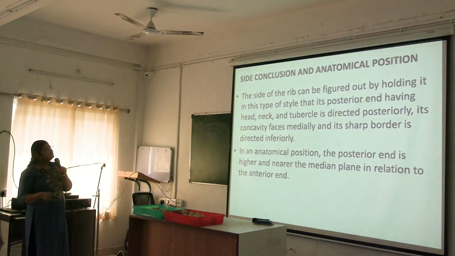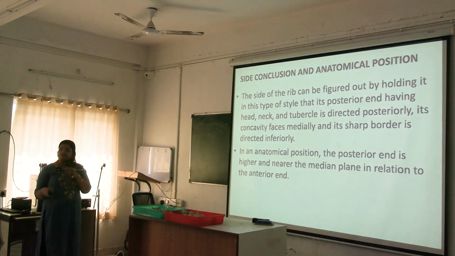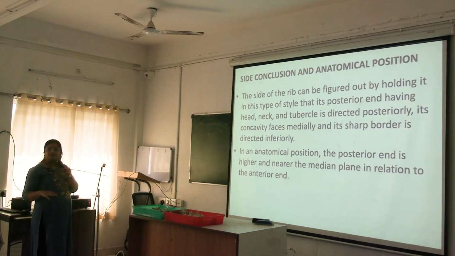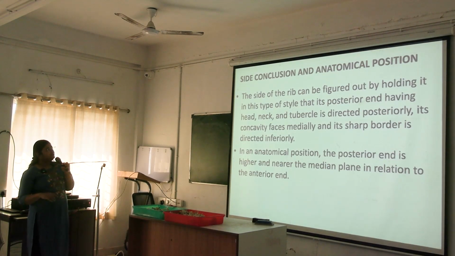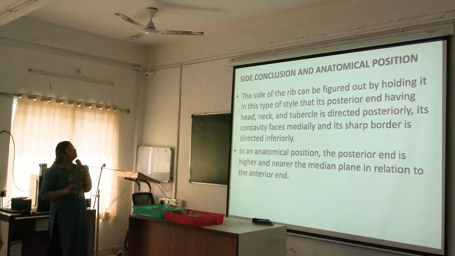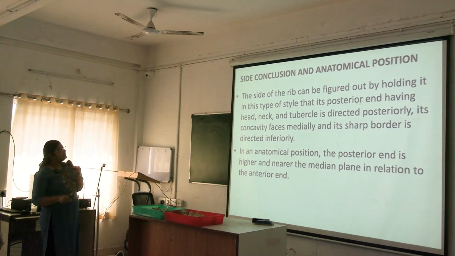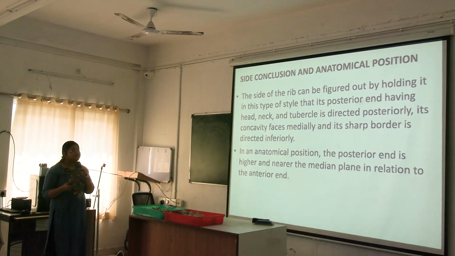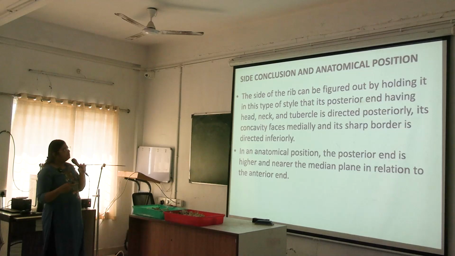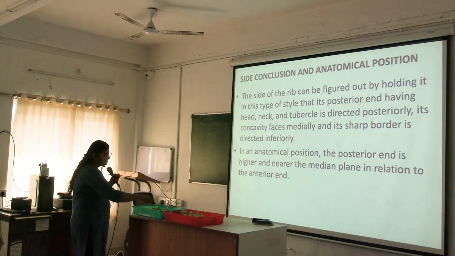Next we will discuss the side determination and anatomical position of the rib. This is very important. The side of the rib can be figured out by holding it in this style, so that its posterior end, having the head, neck and tubercle, is directed posteriorly and its concavity is facing medially.